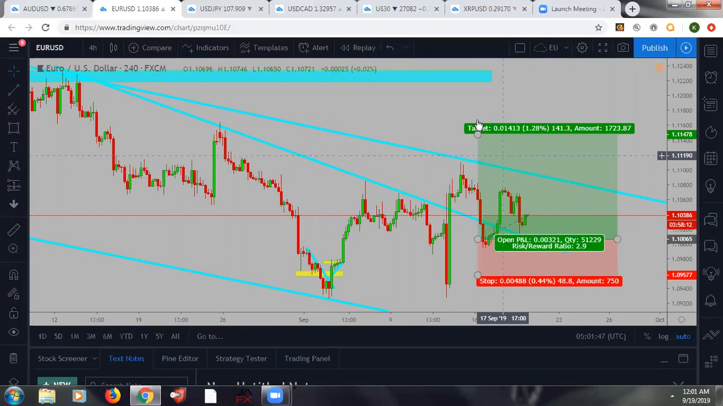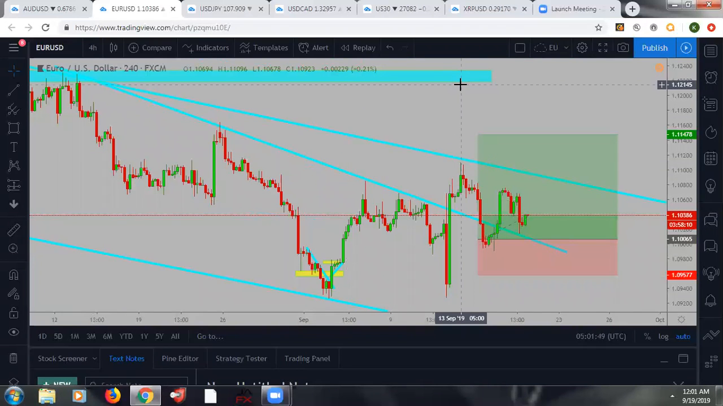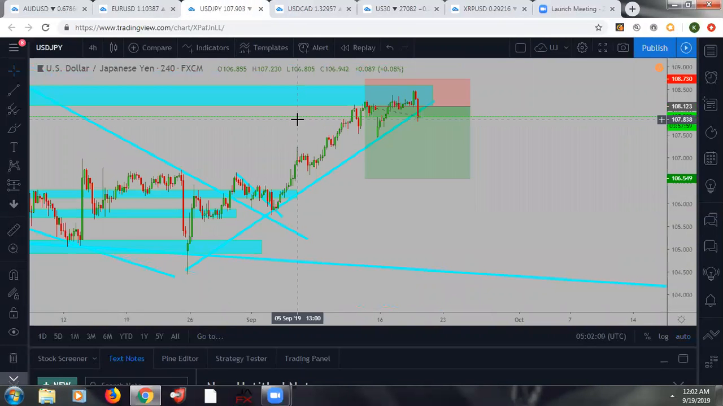My original position was all the way up here, but I did not want to get greedy, and I expected this market to get fulfilled before Friday. So I'm just going to wait and see based on the fact that this is my previous support and resistance zone. All right, UJ.